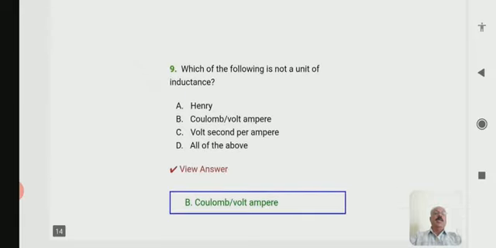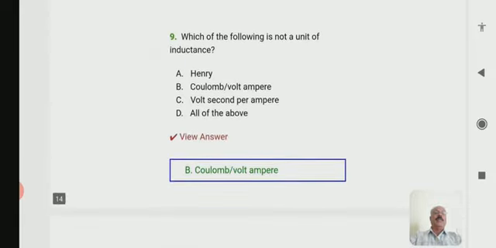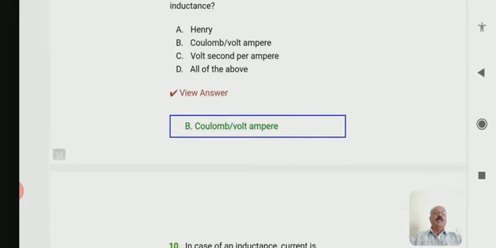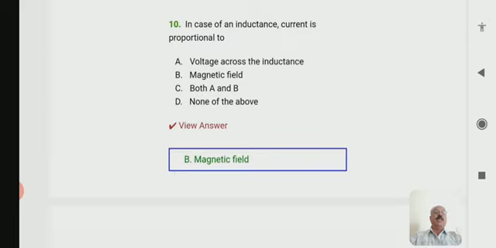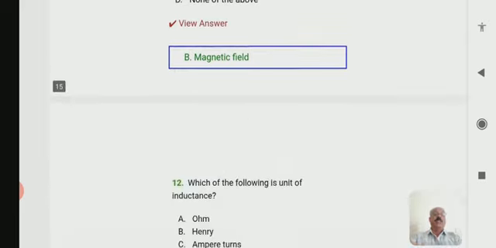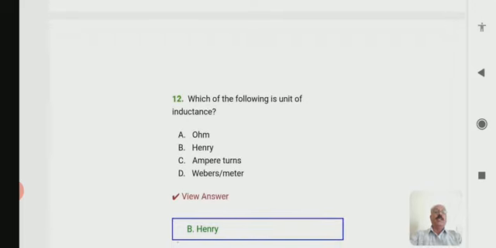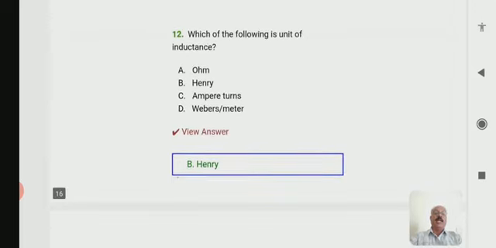The next: which of the following is not a unit of inductance? Henry, coulomb per volt ampere, volt second per ampere, all of the above. The answer is coulomb per volt ampere. In case of an inductance, current is proportional to magnetic field. Which of the following is the unit of inductance? All of you know that it is Henry.